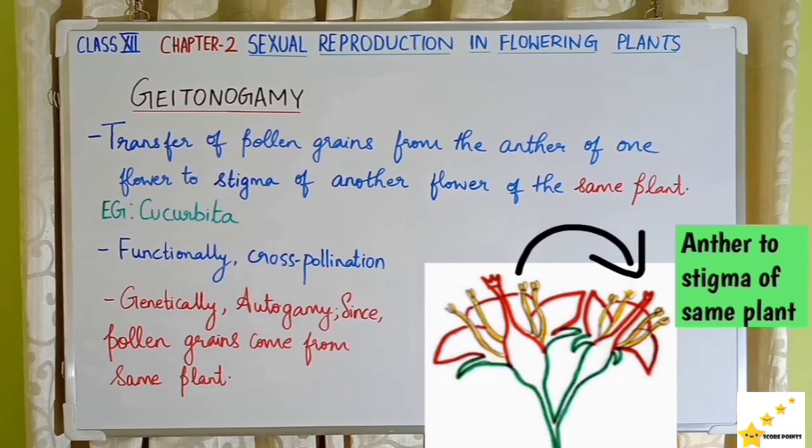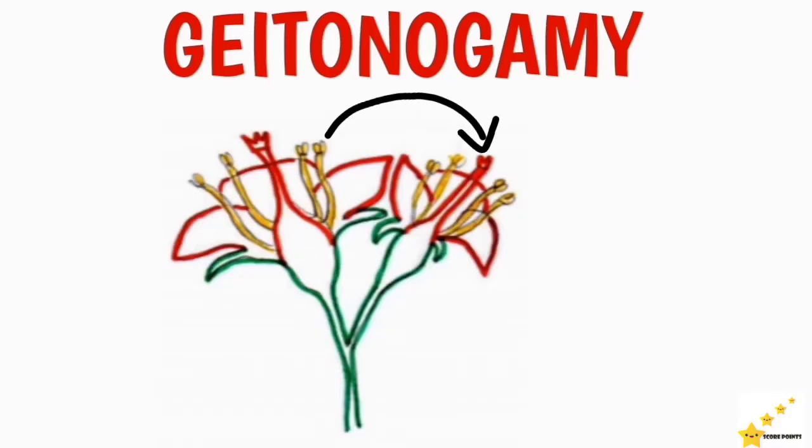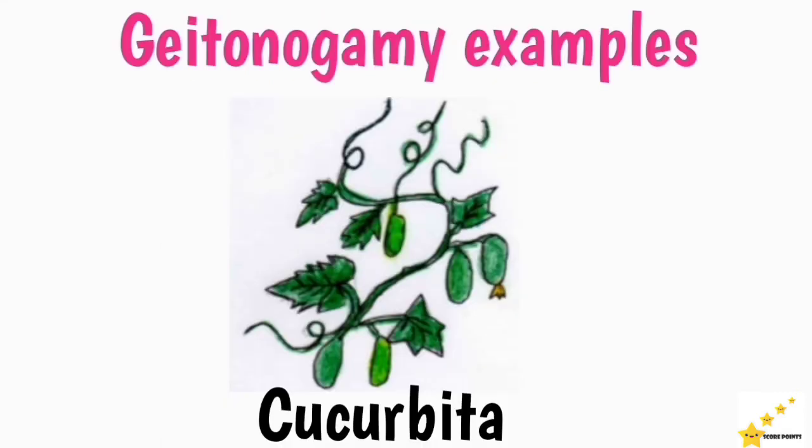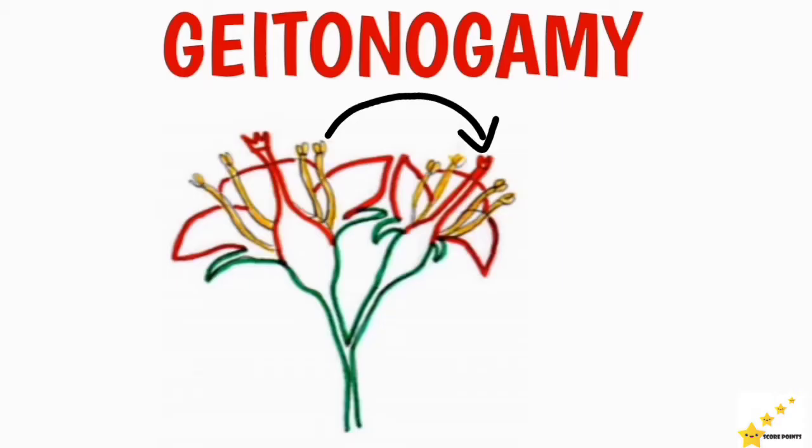Next type of pollination that you have to learn, it's geitonogamy. The transfer of pollen grains from the anther of one flower to stigma of another flower of the same plant, it's called as geitonogamy. Example, cucurbita. Functionally, it is a cross-pollination. It involves pollinating agents, but genetically it is autogamy since pollen grains come from the same plant. Now we can see the diagram of geitonogamy. The pollen grains from the anther, it's transferred to the stigma of another flower of the same plant.